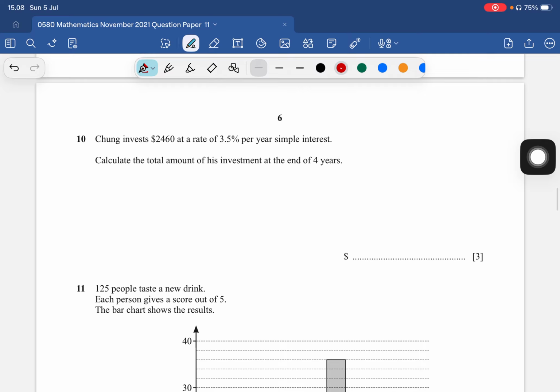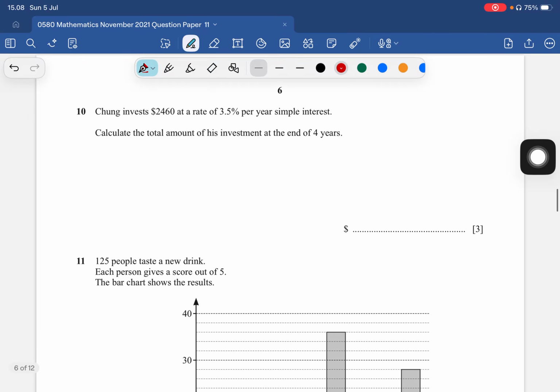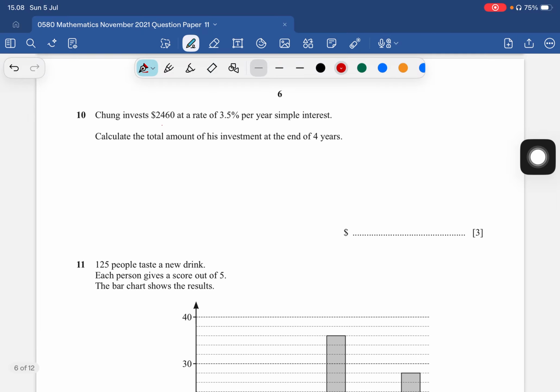Okay, number 10. Invest this money at the rate. This is simple interest. We got 2,460. We multiply by 3.5%. As this is 4 years, we multiply by 4. Here is only the interest on the investment.